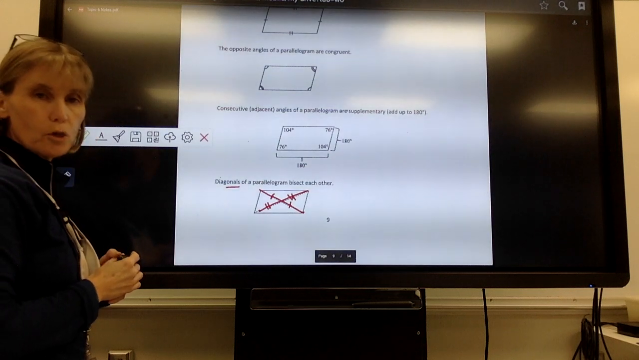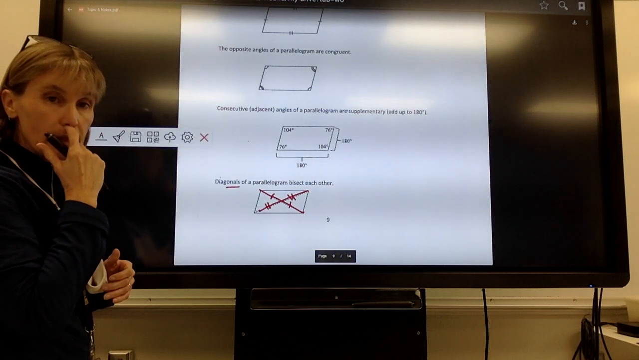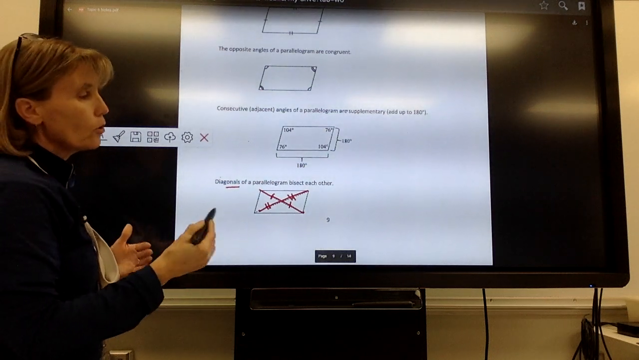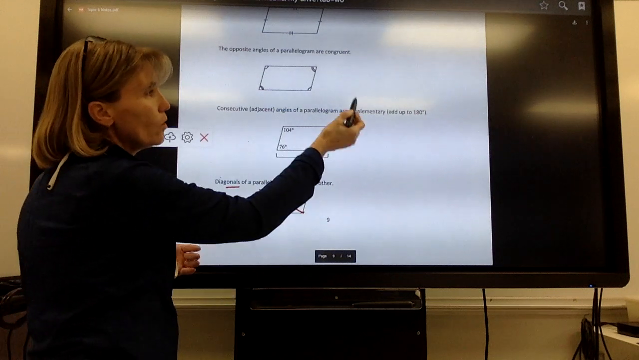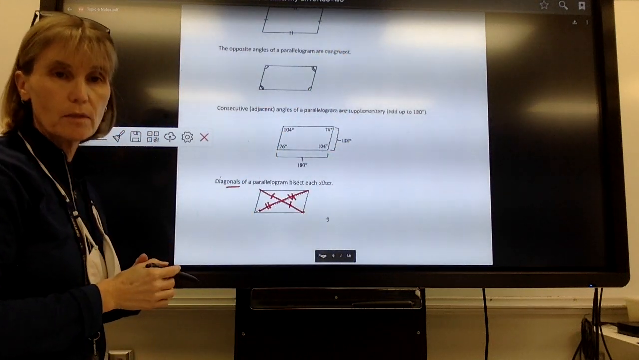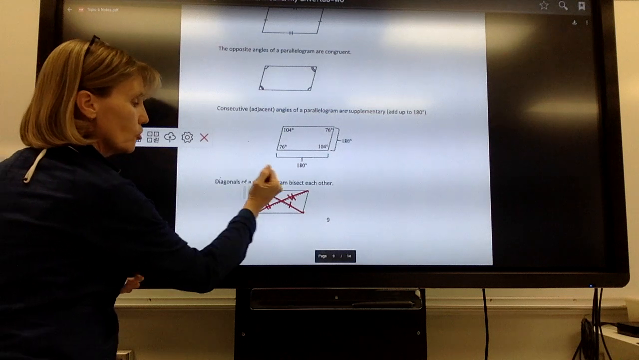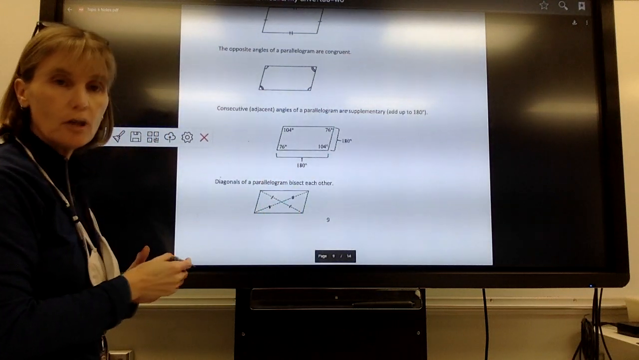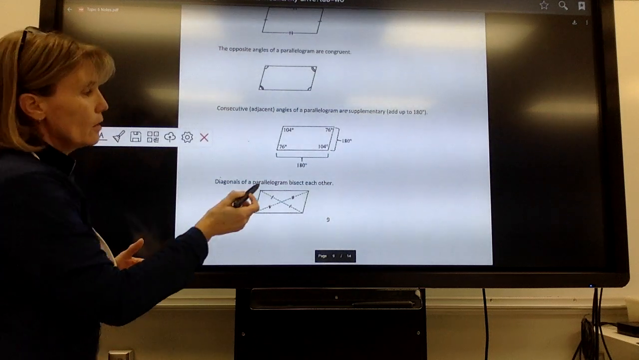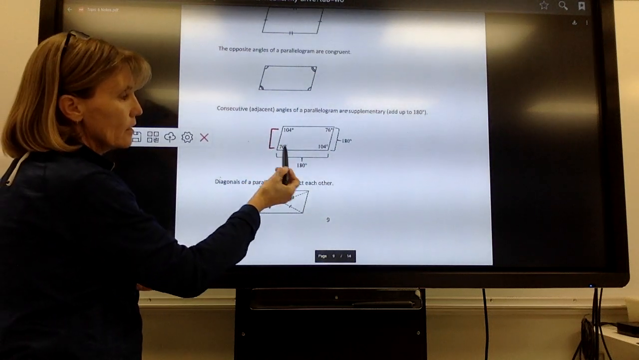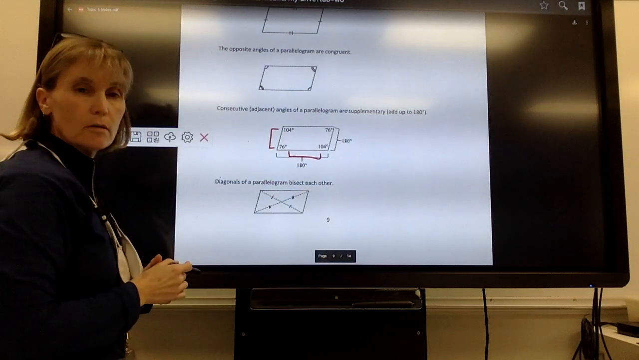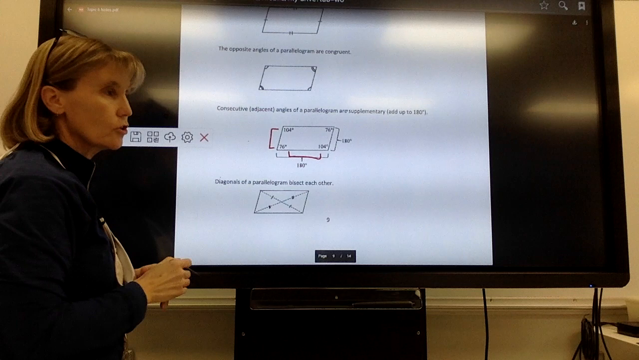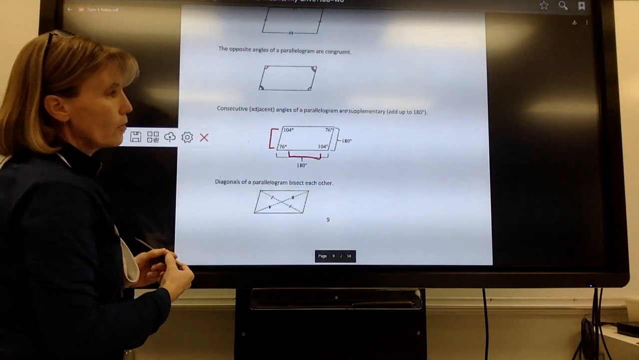So you're going to work on a worksheet in which you're going to decide whether or not you're looking at a parallelogram or not. And you are looking at a parallelogram if any one of these properties exist. So if in the diagram that you're looking at, if you see that both diagonals have been bisected, you know you have a parallelogram. If in the picture you have consecutive angles that are supplementary to each other, sorry, not congruent, supplementary to each other, then you know you have a parallelogram.